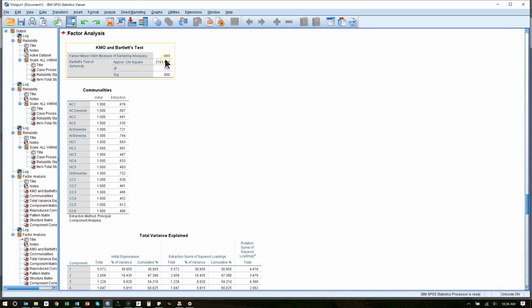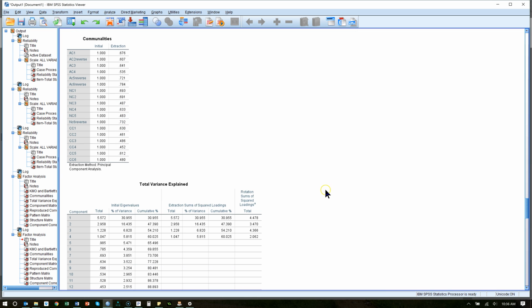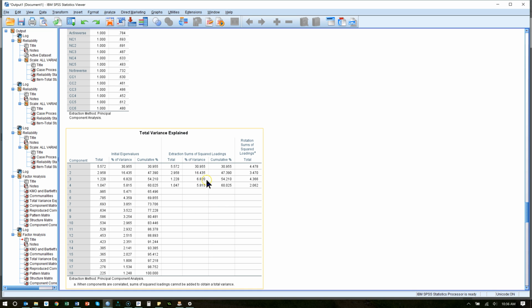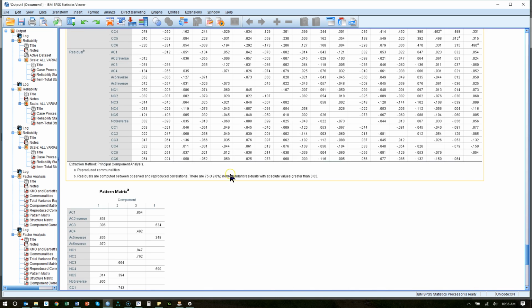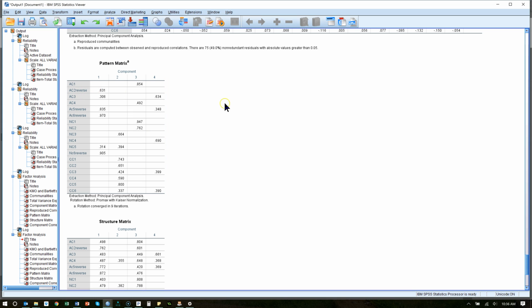Easier to read. Our KMO is good. No major concerns here in the extraction column. It extracted four factors, which is not what we expected. We expected three. So we go down to the pattern matrix. We see what happened. What a mess.